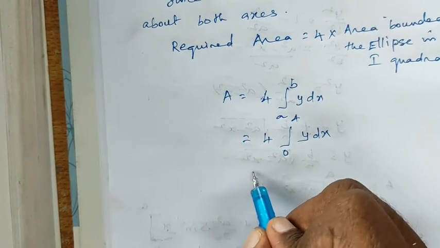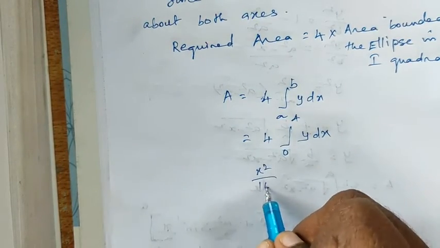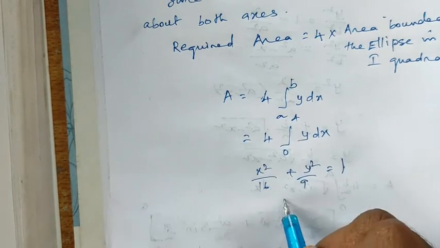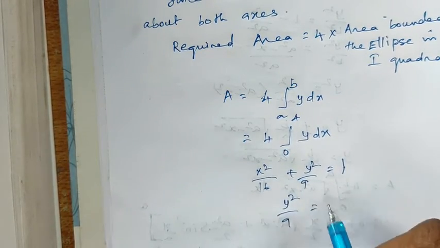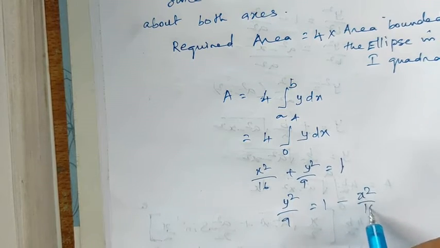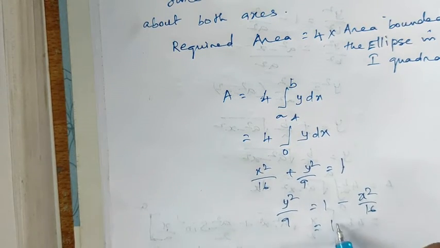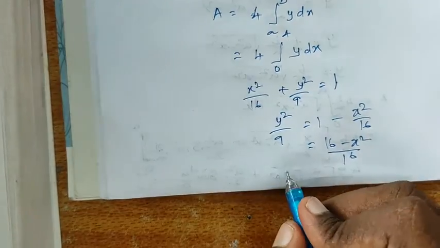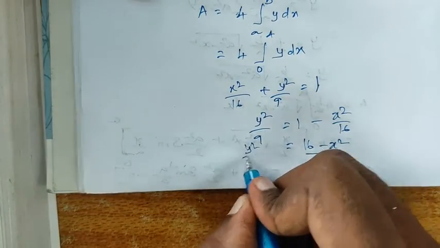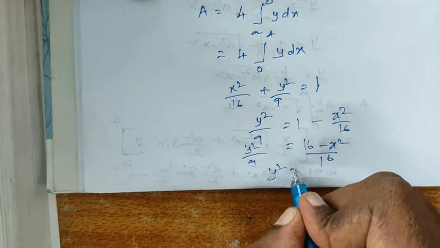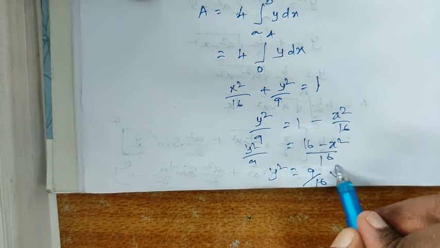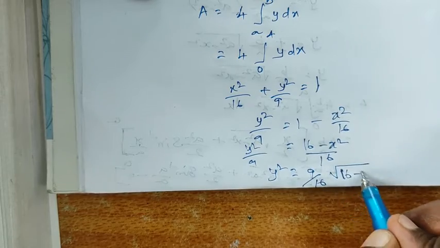So the given curve is x square by 16 plus y square by 9 is equal to 1. So y square by 9 is equal to 1 minus x square by 16, which is equal to 16 minus x square by 16. So y square is equal to 9 by 16 into (16 minus x square).